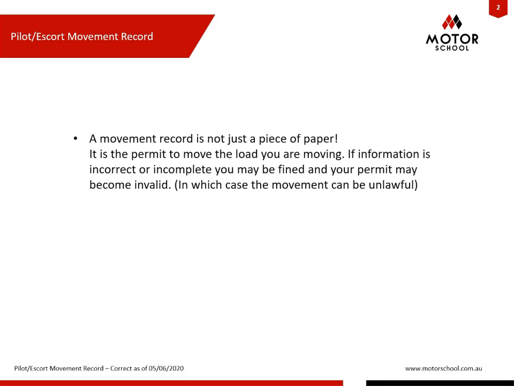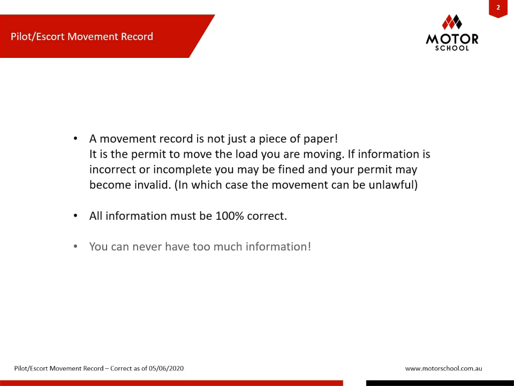A movement record is not just a piece of paper. It is the permit to move the load you are moving. If information is incorrect or incomplete, you may be fined and your permit may become invalid, in which case the movement can be unlawful. All information must be 100% correct. You can never have too much information, so how do we fill it out correctly? Let's have a look.